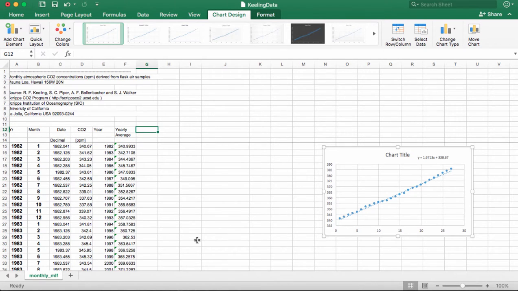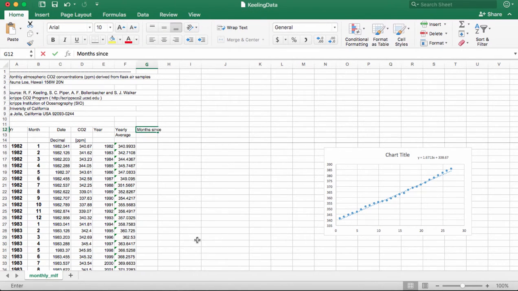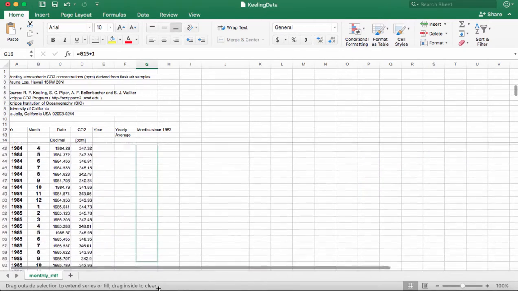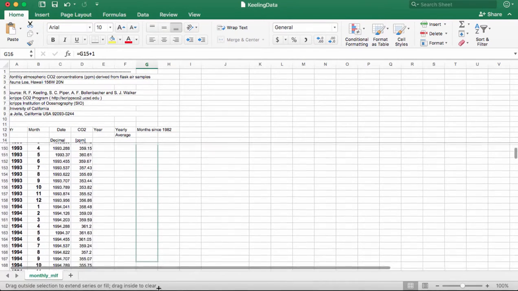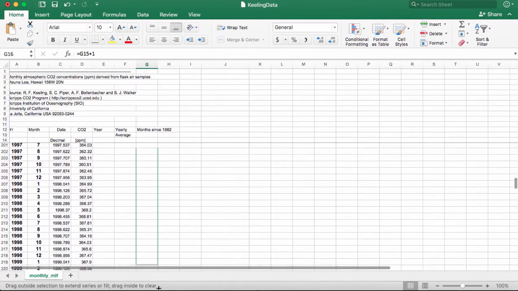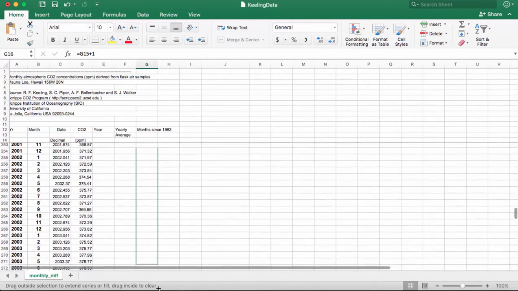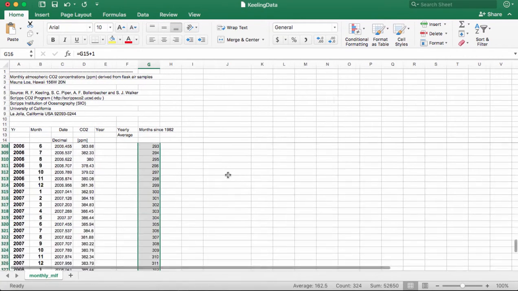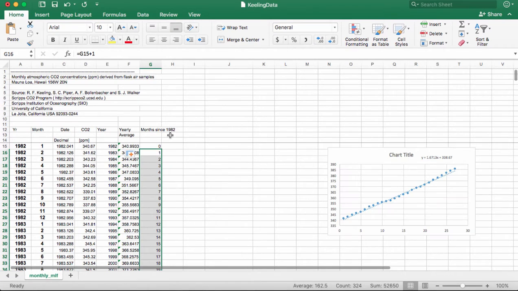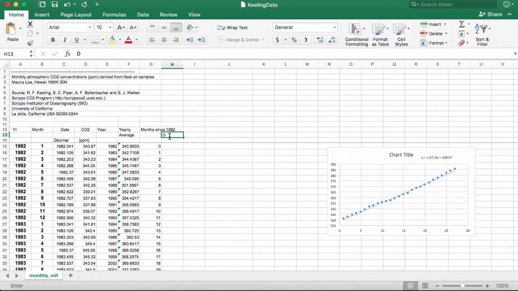In order to do that, I'm first going to put months since 1982 as a column. And so I start with 0 and then increment by 1. And I'm going to do that all the way to the bottom of the sheet. So I click, hold, and drag all the way down to 2009. And then I do data minus linear.